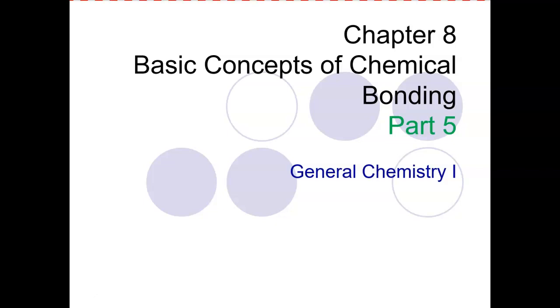So this is the last part, part 5 of chapter 8. And we're continuing on from part 4, where we had just started learning about the Lewis structures that do not follow the octet rule. So there were 3 types of Lewis structures that do not follow the octet rule. The first one was if there's an odd number of electrons.